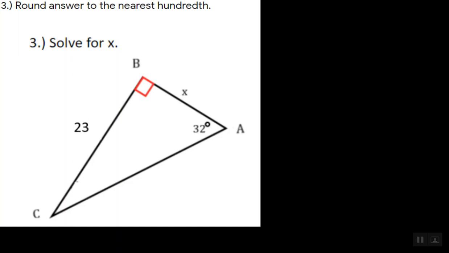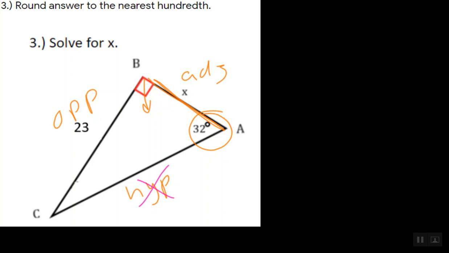Okay, for problem 3, it says round the answer to the nearest hundredth, and it says solve for x. Well guys, we go ahead and do all of our normal moves. We draw our arrow, which points to the hypotenuse. I circle my relevant angle, which means that this x is the adjacent. And of course, my third side by default is the opposite. I also notice just right here, the hypotenuse has no relevant information.